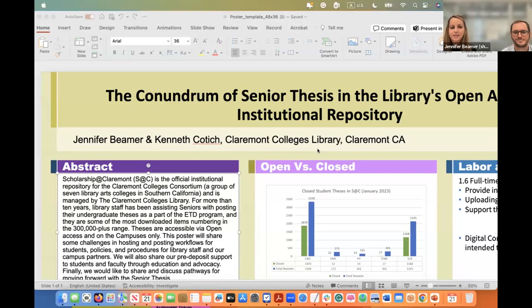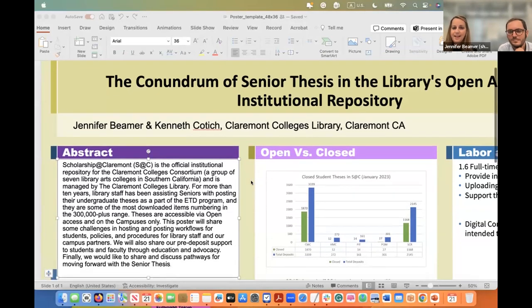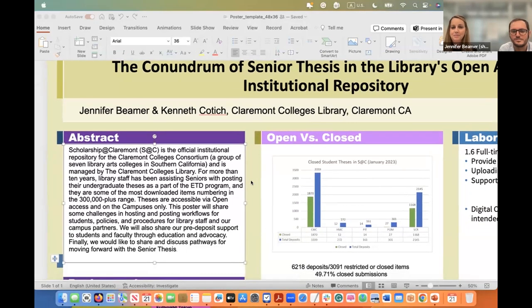And so we want to share a little bit with you. We're hoping in the Q&A that maybe you'll give us some feedback or you'll reach out to us later if you're having the same situation as us. We will just jump right in. I'll do a few portions of the poster and then I'll hand it over to my colleague, Ken.